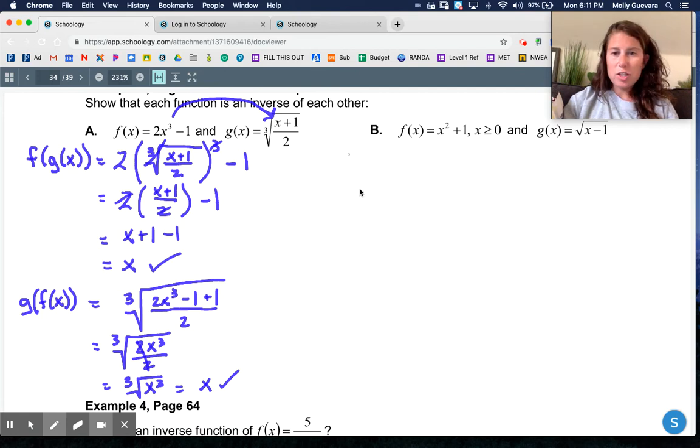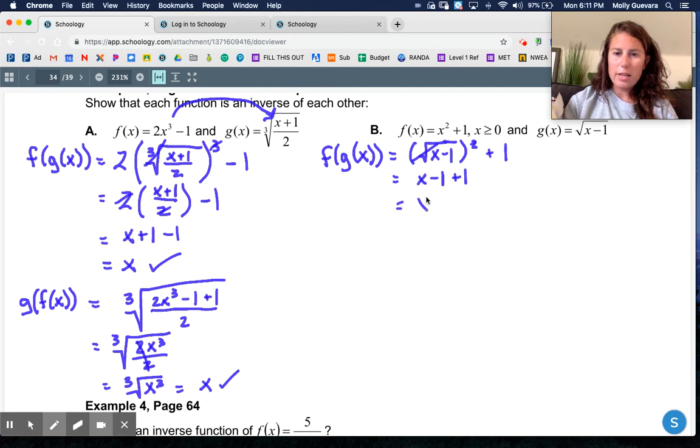So here, let's do b. Let's just do it together. And we're going to do the same thing. I'm going to take f of g of x. So that means I'm taking g and I'm plugging it in. So I have the square root of x minus 1, squared, plus 1. Again, the square root and the square can cancel, so I get x minus 1 plus 1.